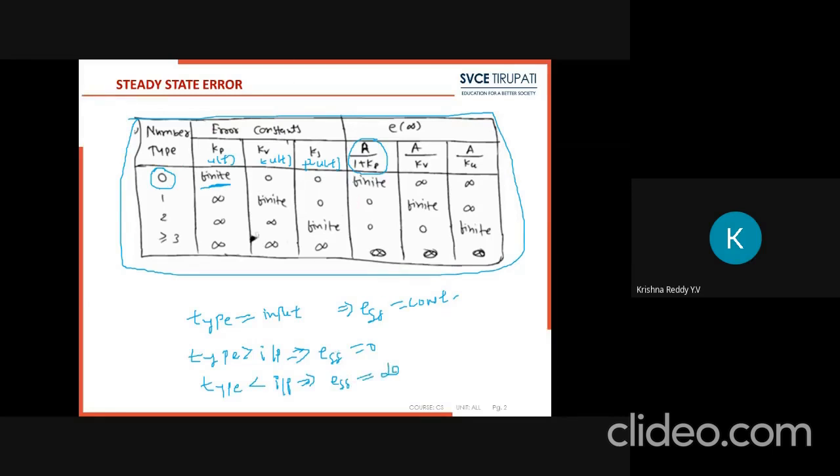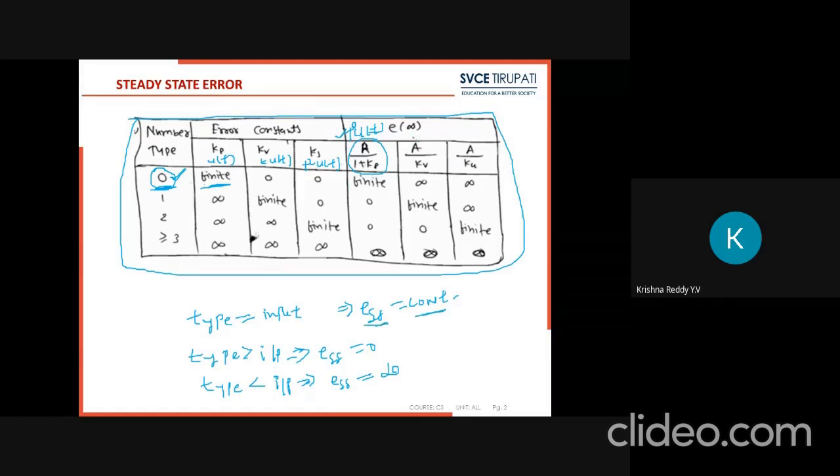If you look here, it is type 0. The input is u of t, which is t power 0 into u of t. The type of the system is 0 and the input power is also 0. 0 is equal to 0. We get a constant steady state error value. It is A divided by 1 plus Kp.